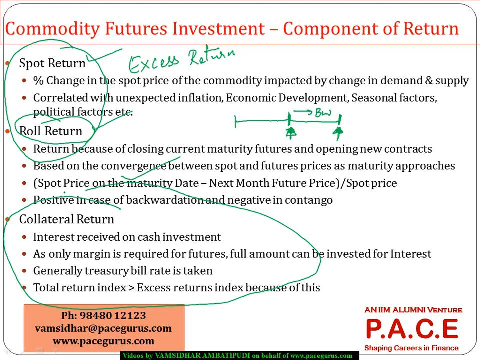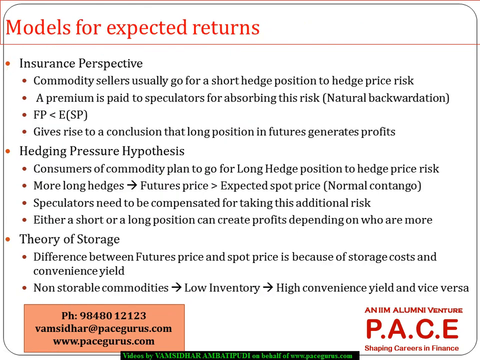That kind of return is what I call a collateralized return, which is also included as a part of the total return index, whereas the excess return index does not take into consideration the collateralized returns. It takes only the spot return as well as the rollover return. Because only margin needs to be deposited, that excess amount can be used to earn interest, and that is what is giving rise to a collateralized return.